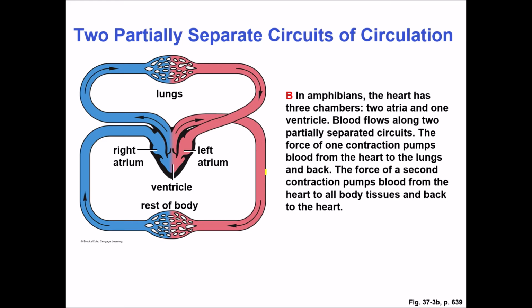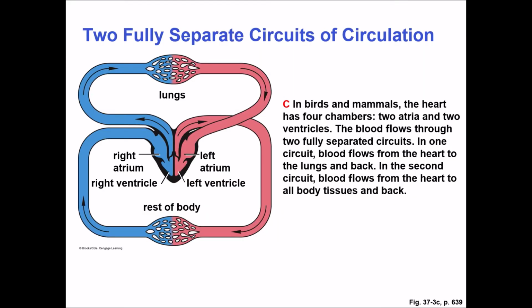Then the next group is called the circulation in birds and mammals. It is called the two fully separate circuits. In this case, the chambers are not three. We have four chambers: the left and the right atrium, and then the left and the right ventricle. As you may notice, everything is totally separated this time. So the blood never mixes. The blood always travels where it belongs.